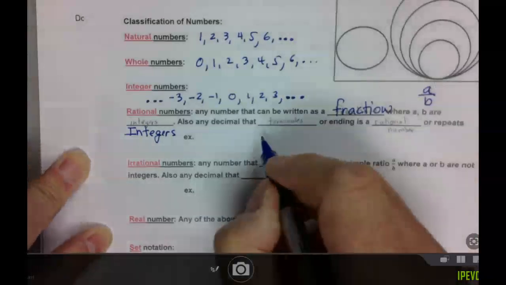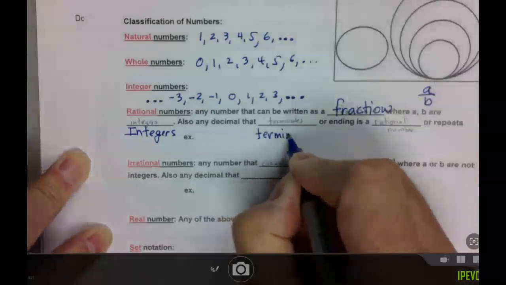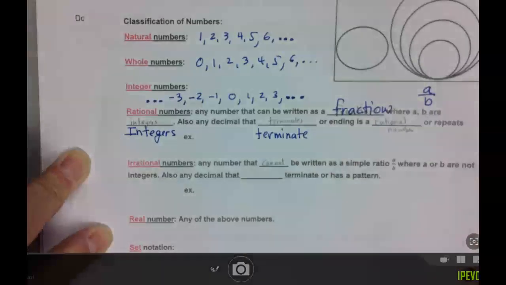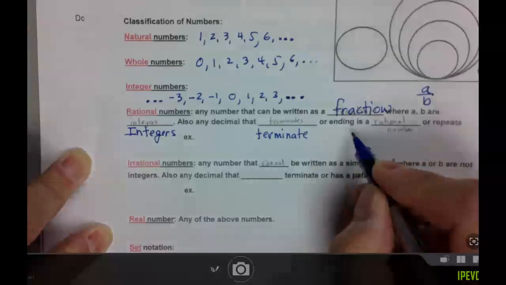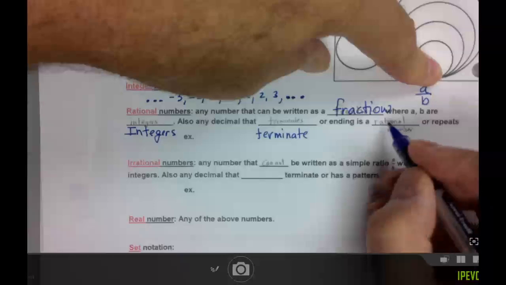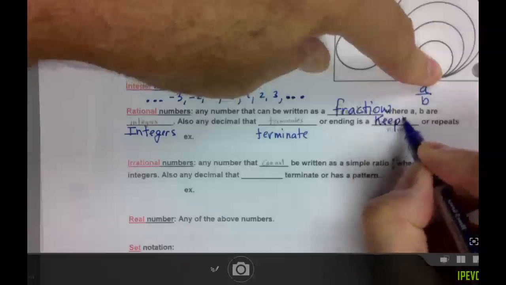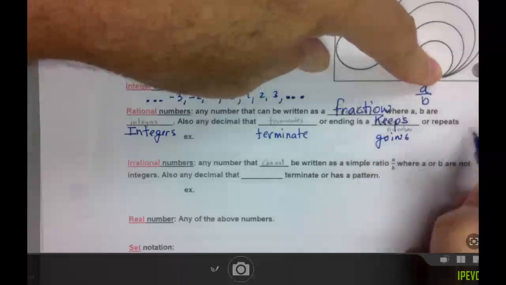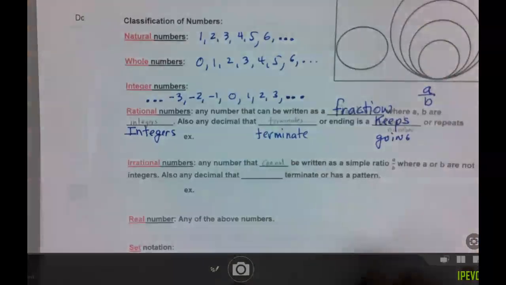Also decimals that terminate. Does anybody know what terminate means? When you terminate a relationship, what does that mean? It stops. So like 1/2. What's the decimal for 1/2? 0.5. It ends. A rational number either terminates or repeats, keeps going. Does anybody know a number that goes on? Yep. Pi keeps going, but it doesn't repeat. We'll talk about pi here in a second, but I like that.